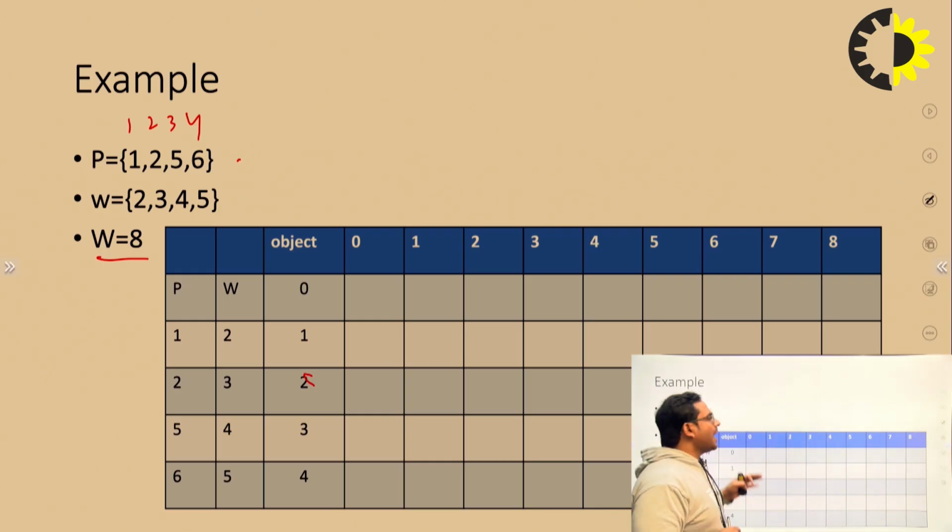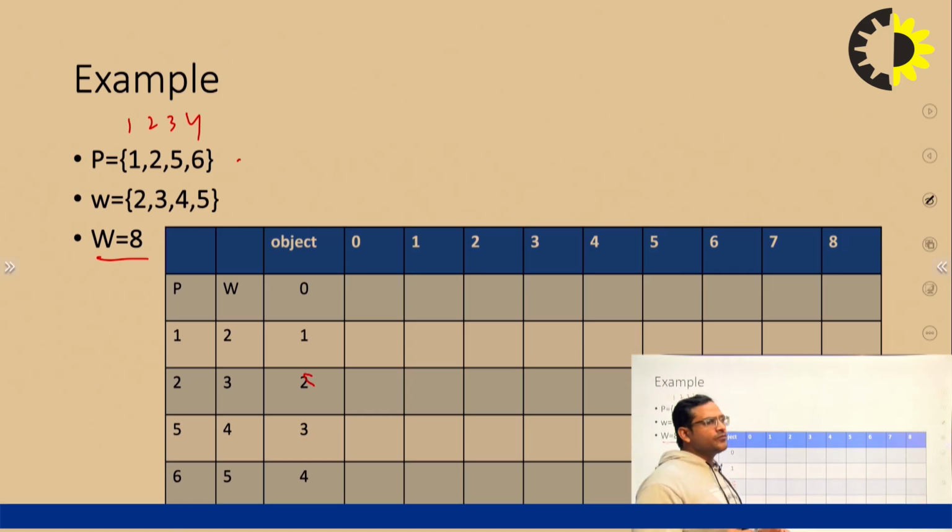On the left hand side you can see I am writing the profit and the weight. The weight is already in sorted form, so we can write it here directly. If the weight is given in an unsorted form, you have to write it in sorted form. So I have written the sorted form here. One by one, here I am writing the objects. Zero object means there is no object here. I am not going to select any object till now, so I am writing 0. First object, second object, third object, fourth object.